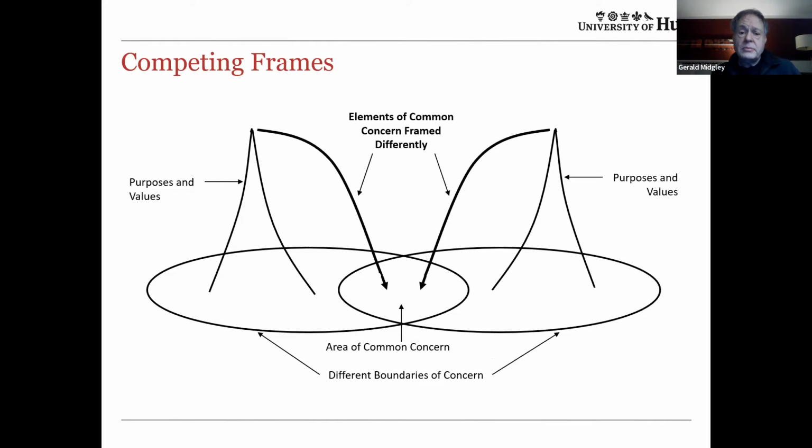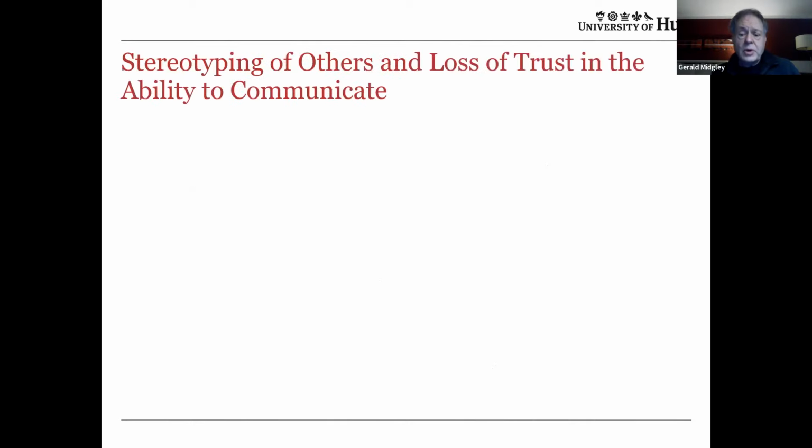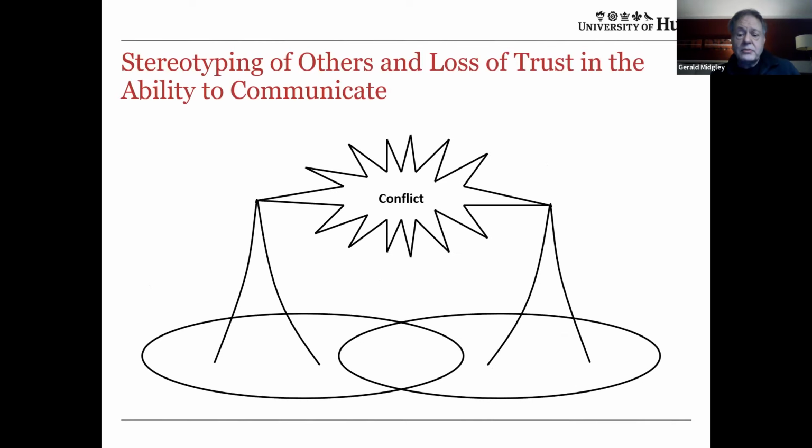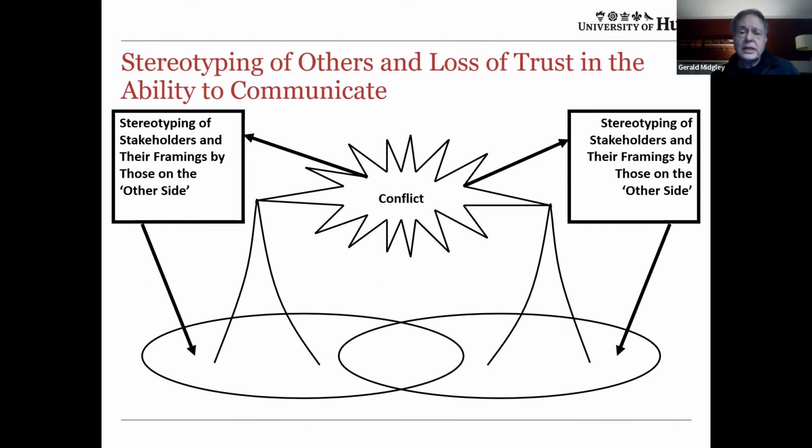Those different framings then make sure that the elements of common concern are seen as really fundamentally different. And what happens after that is you end up with the conflict, and then you have, when it really starts to get entrenched, stereotyping of stakeholders and their framings by those on the other side. So if you take that example of environmentalists versus farmers, farmers start calling environmentalists tree huggers in a derogatory way, and the environmentalists start calling the farmers greedy exploiters, and it basically justifies seeing things in terms of one framing and derogating the other. So that's the basic model of conflict.